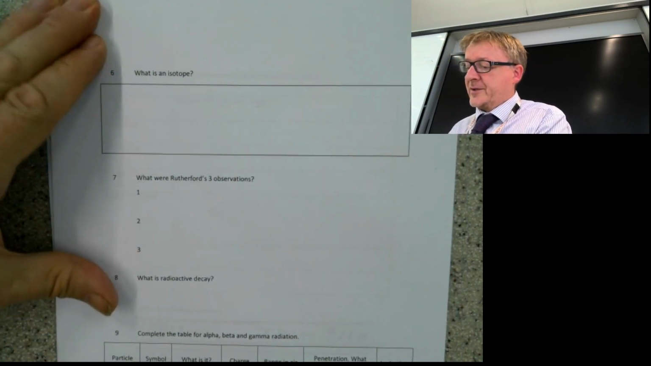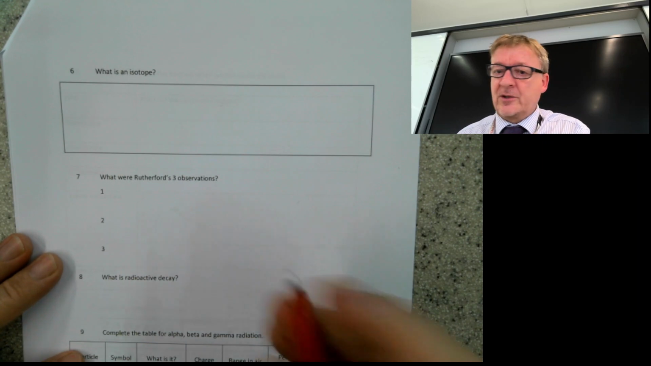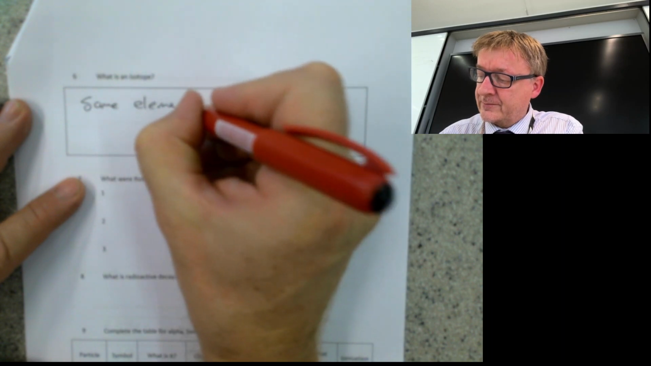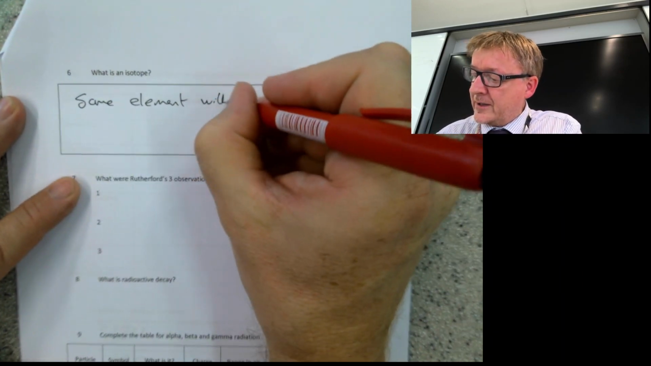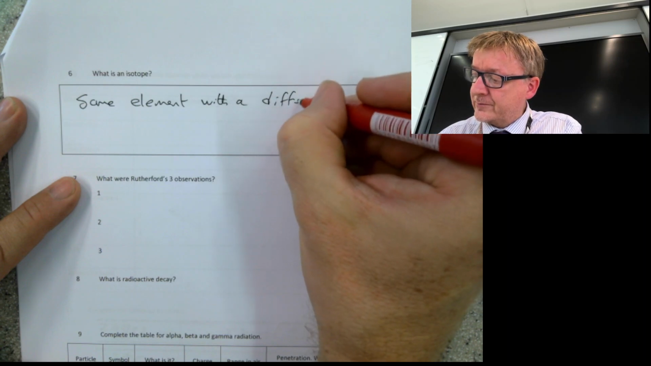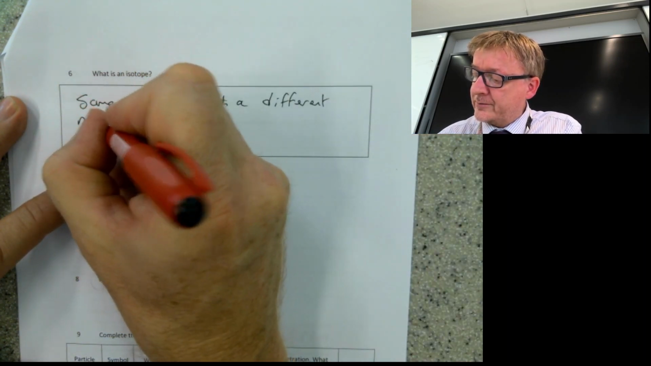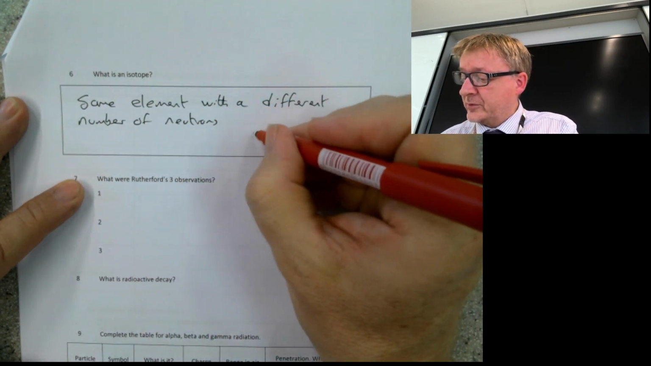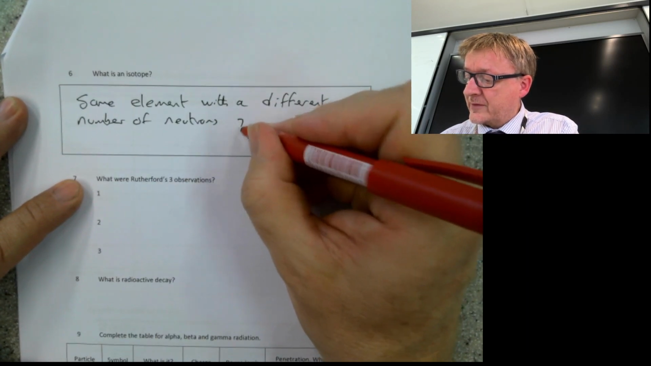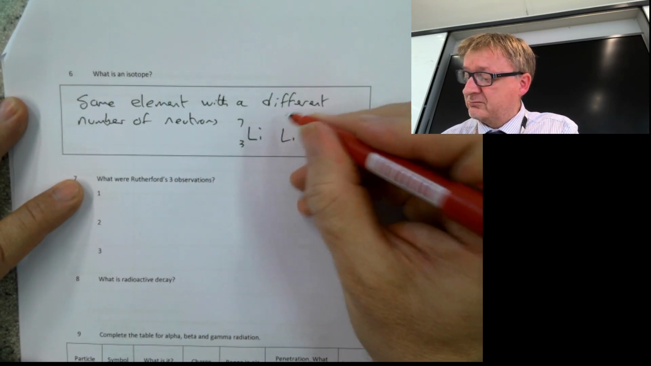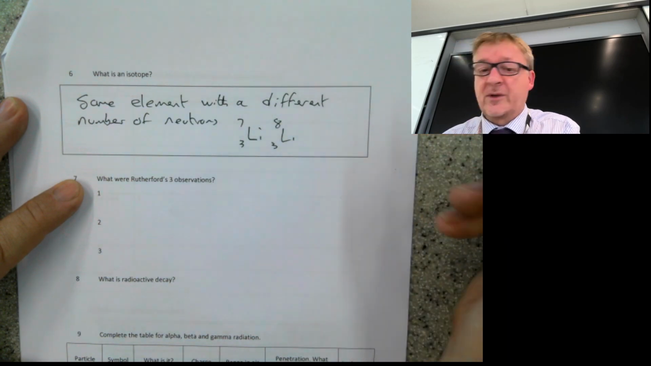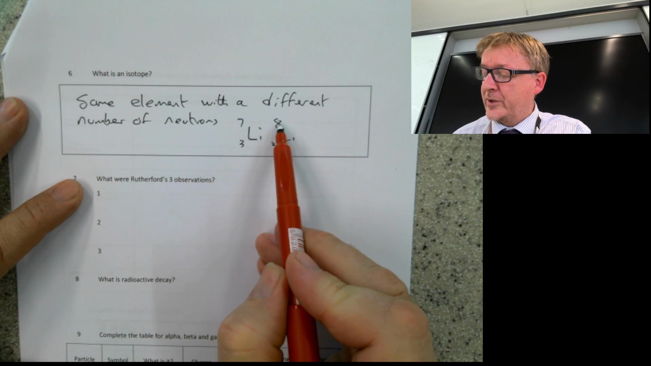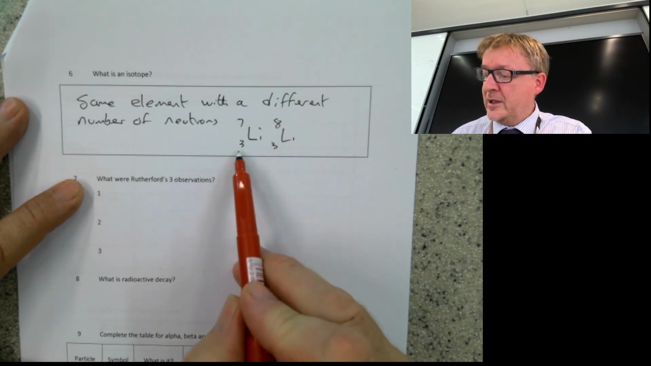Question number 6, right? This goes back to information about question number 1. What is an isotope? An isotope is the same element with a different number of neutrons. So for example, you could have lithium 7,3, and you could also have a lithium 8,3. Now whether they exist or not, it's not the point. The point is that you've got different numbers at the top, but the protons stay the same.